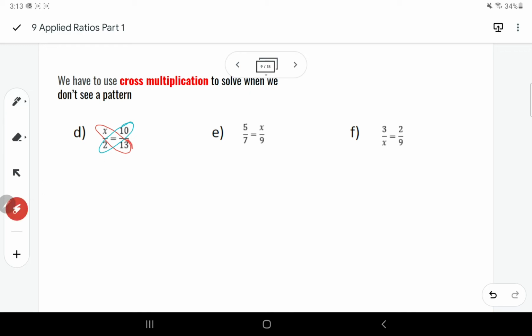So the first diagonal I do is x times 13 is 13x equals, and then the other diagonal is 2 times 10, so that's 20. Now I have to divide to get the x by itself. So here I get x is 20 divided by 13, and we would just round that to 2 decimal places. That's approximately 1.54.